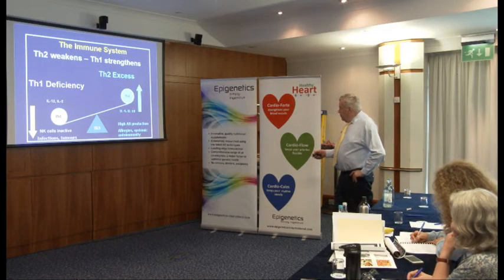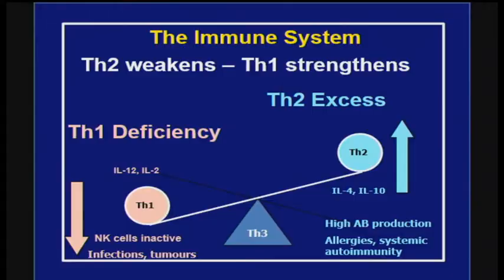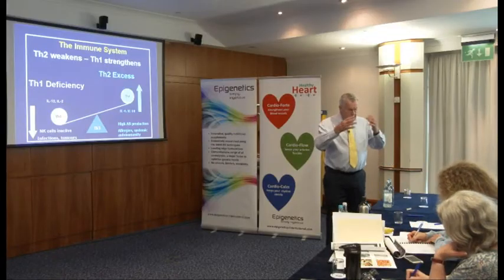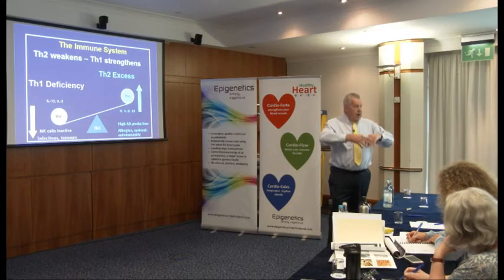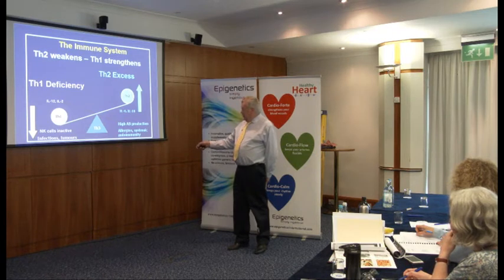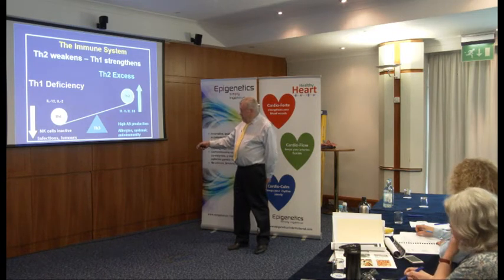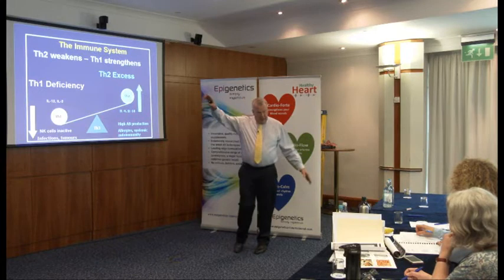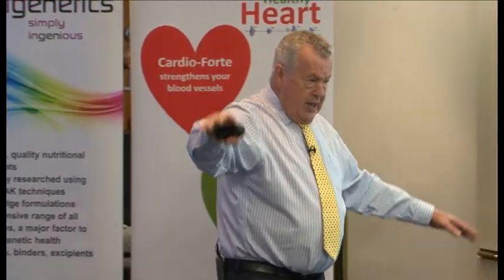So the Th2 produces high antibody production, which can in turn lead to allergies and systemic autoimmunity. So these will be the people, as we'll see, who develop multiple allergies because they've got the high inflammatory process going on. It's almost as if the immune system is overworking, but it's only this aspect of the immune system which is overworking. This part of the system is underworking. And if this part of the system was working better, this would calm down. So a lot of these people with multiple allergies have an underactive immune system on the opposite side.